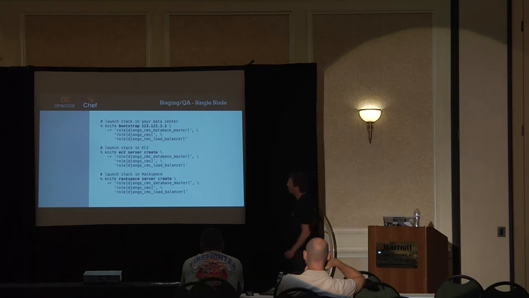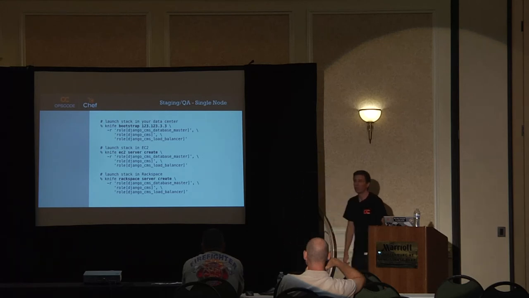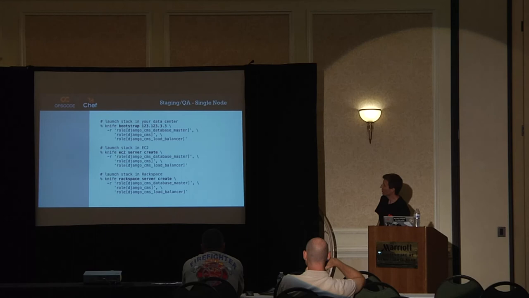So conversely, we can take this exact same command and, using Knife's built-in cloud provisioning stuff with the knife ec2 plugin, we could actually create and provision a server out in EC2 and then apply the same run list, and it would do the exact same steps that we were doing in the first one.